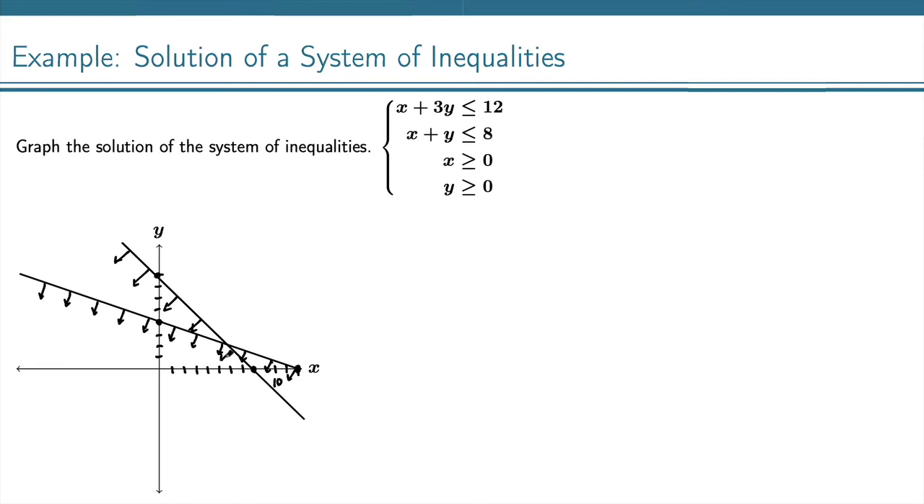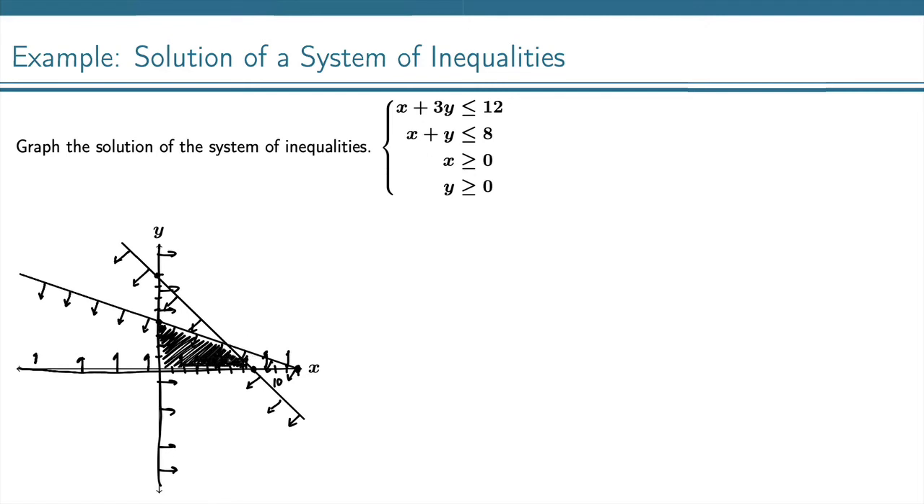Go ahead and indicate that. And then x greater than or equal to 0, well, that's just to the right of the y-axis. So over here. And for y greater than or equal to 0, that's above the x-axis. And so that's the region above here. And hopefully we can see that the overlap is this region in here, this kind of strange quadrilateral.